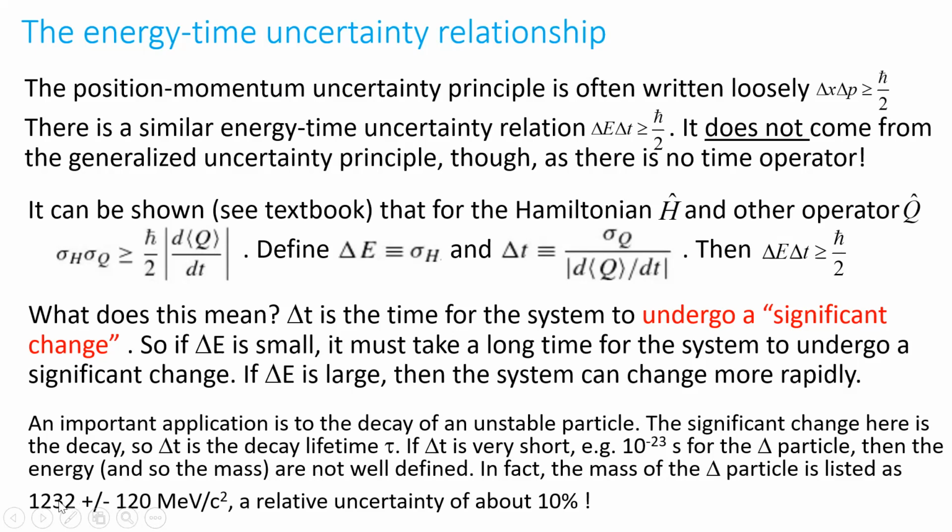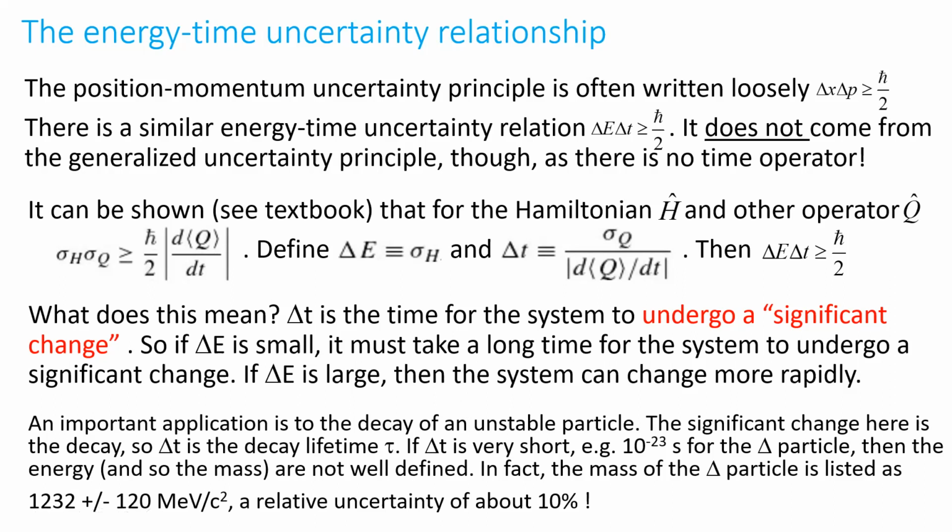So if you measure the mass of the delta particle, or you infer the mass from how it interacts with other particles, you get a range of values. It doesn't have a well-defined mass. And that's because it's so unstable that delta T is small and delta E must be large. Therefore, there's a range of masses that the particle can have. And that's a relative uncertainty of about 10%. Okay, so that's kind of a cool application of the energy time uncertainty relationship.